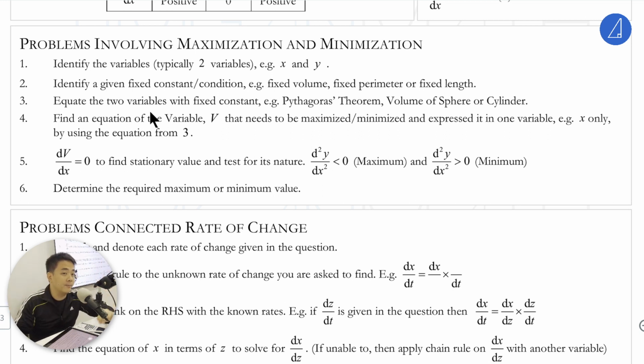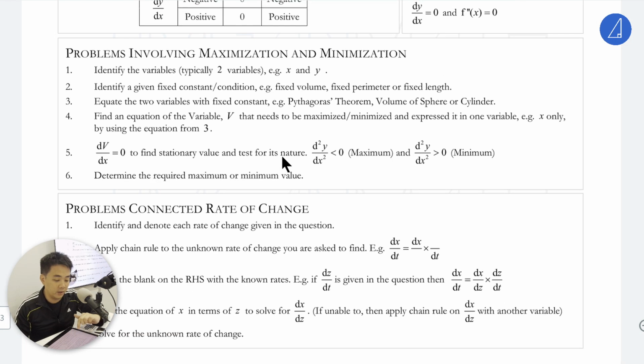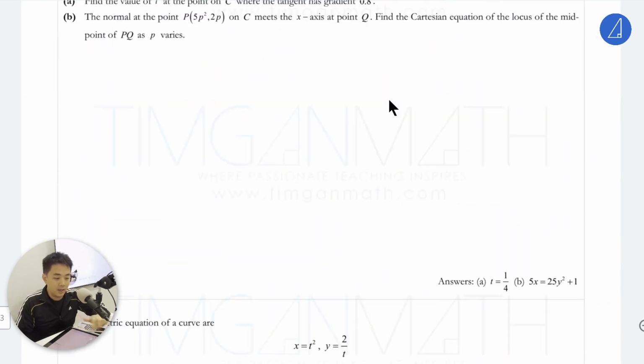Typically, that's the case. Then dy/dx is 0 for stationary value. Then you have maximum and minimum from the second derivative. Remember that. Okay, so let's try.